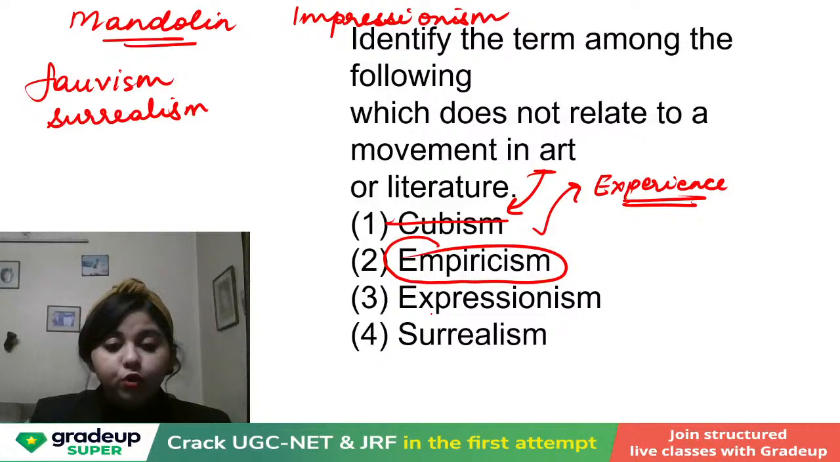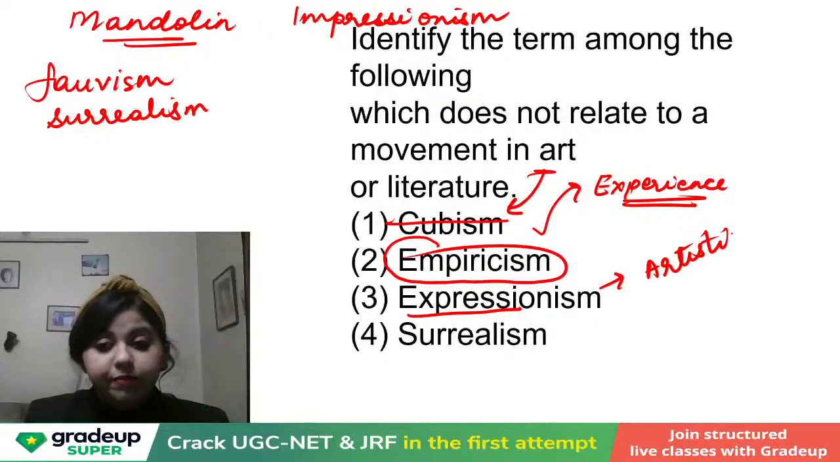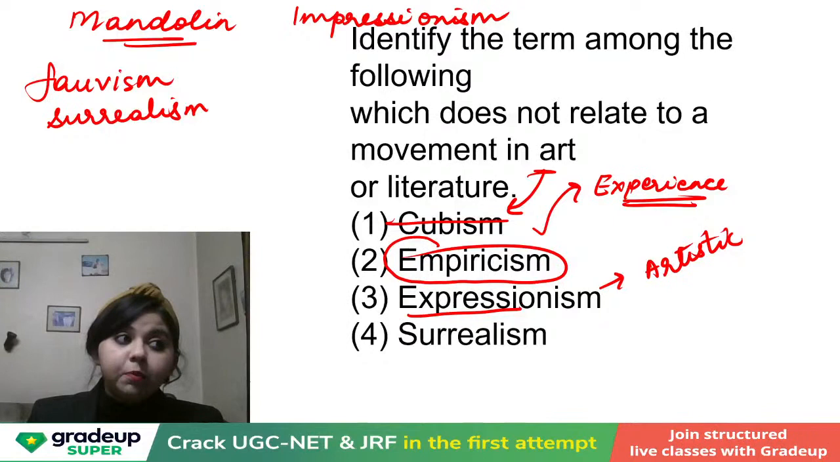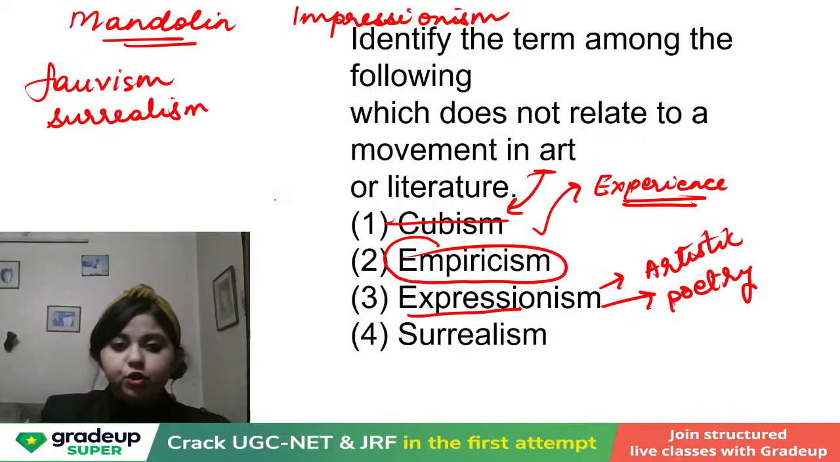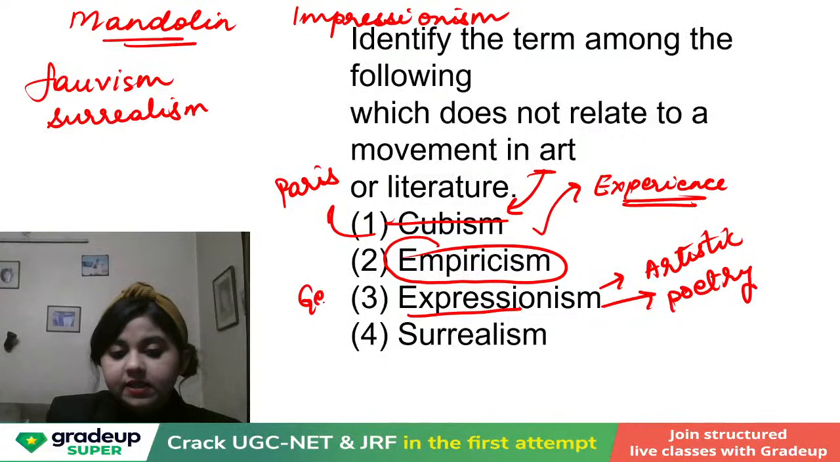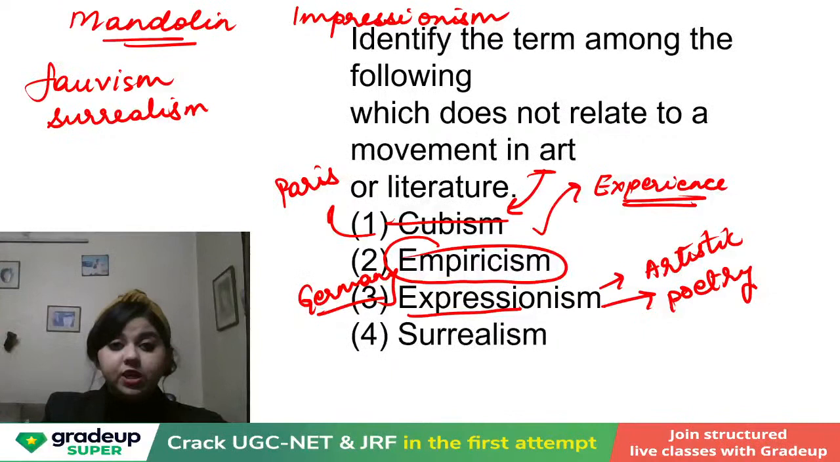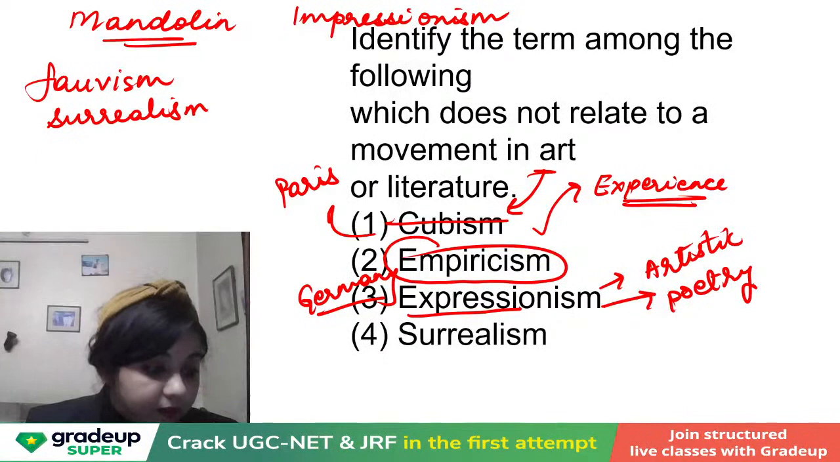But when you talk about expressionism, it is an artistic movement. It was a modernist movement, but ye aapka sirf painting tak nahi tha. It was also used in poetry, in poetic forms. And unlike Cubism, which was predominantly originating from close to Paris, this started coming from Germany. So aapko origins pata honi chahiye. You should know what it is dealing with, the people associated with the ism, and how it is revolutionizing the art which is available. That was also very important.